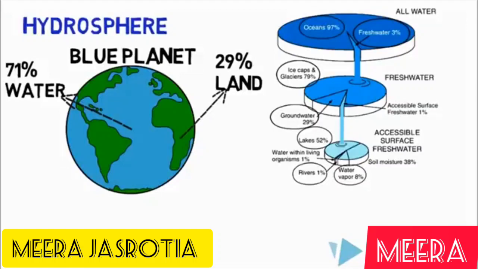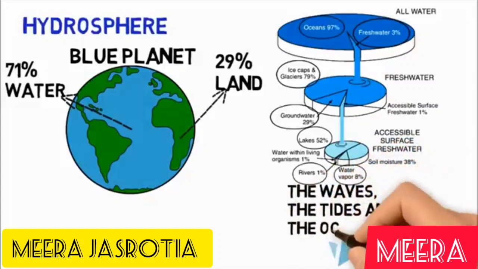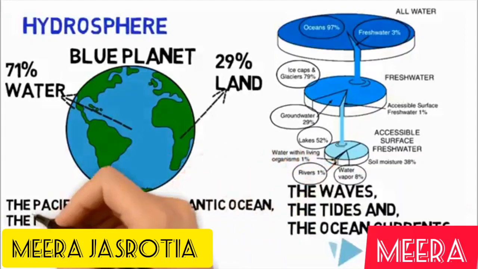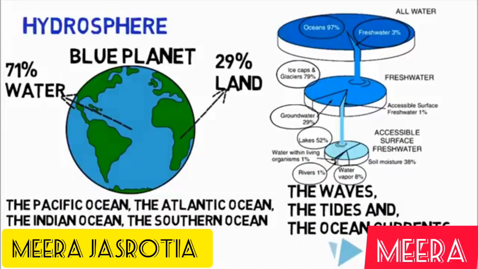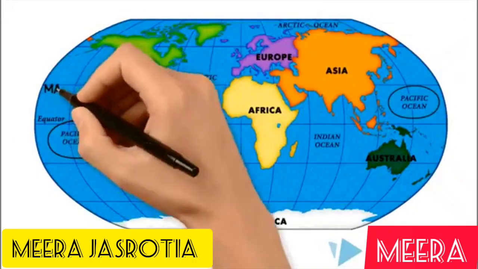The ocean waters are always moving. The 3 chief movements of ocean waters are the waves, the tides, and the ocean currents. The 5 major oceans are the Pacific Ocean, the Atlantic Ocean, the Indian Ocean, the Southern Ocean and the Arctic Ocean. The Pacific Ocean is the largest ocean. It is spread over 1/3 of the Earth.